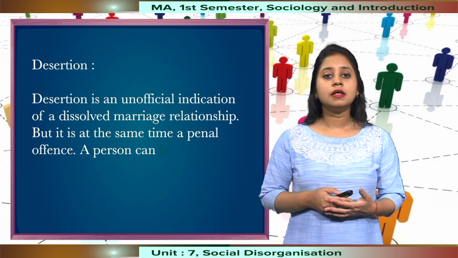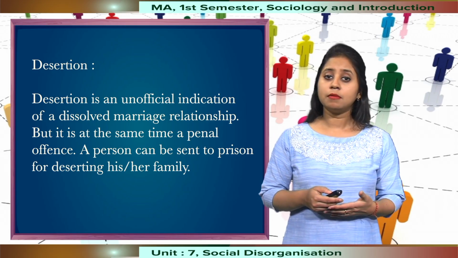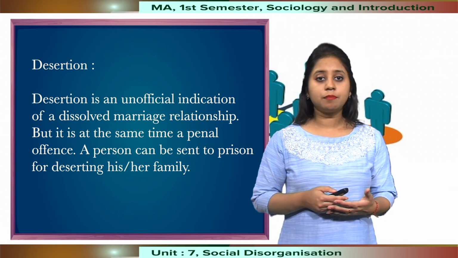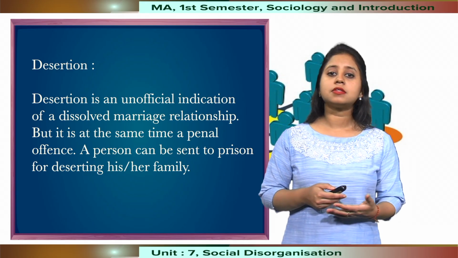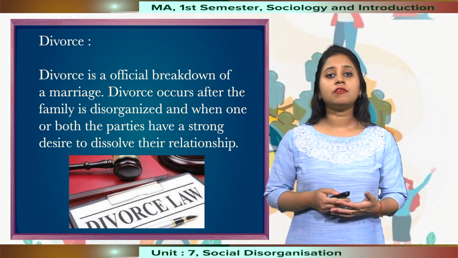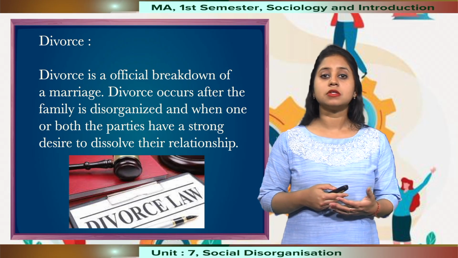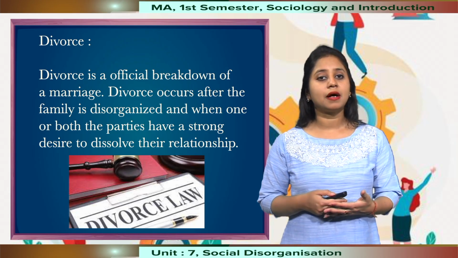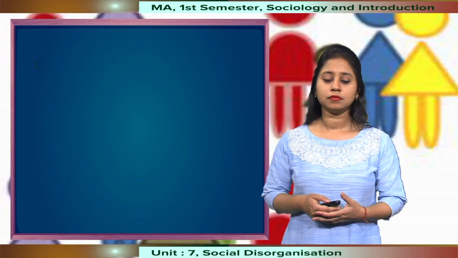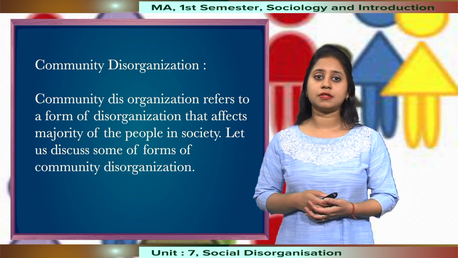Then desertion. Desertion is an unofficial indication of a dissolved marriage relationship, but at the same time, there is a penal offense for this. A person can be sent to prison for deserting his or her family. Then finally, we have divorce. Divorce is an official breakdown of a marriage. It occurs after the family is disorganized and when one or both parties have a strong desire to dissolve their relationship. Now, the third type of social disorganization is community disorganization.